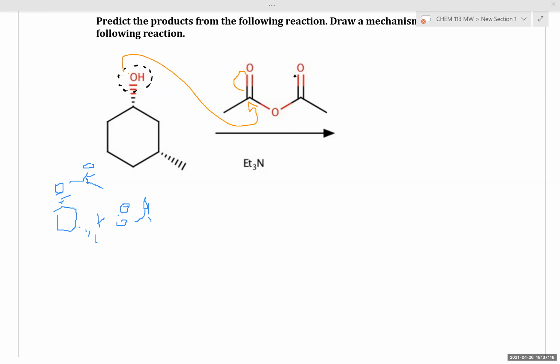The stereochemistry doesn't explicitly matter, but it's mainly to highlight the fact that only the alcohol is reacting. The carbon the alcohol is attached to does not react and doesn't undergo any change in stereochemistry.